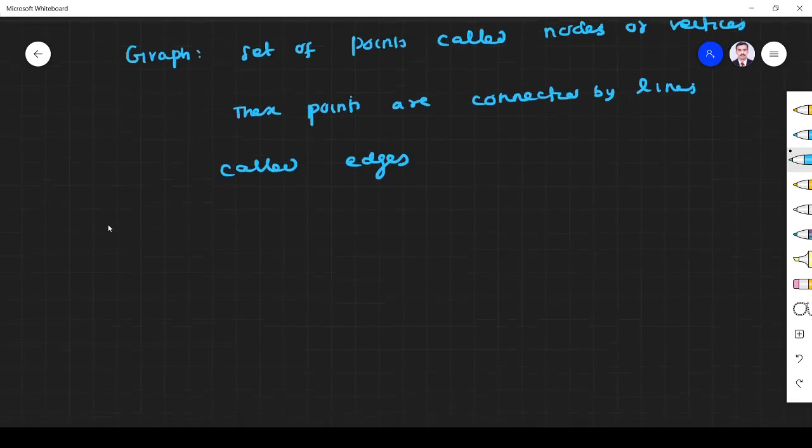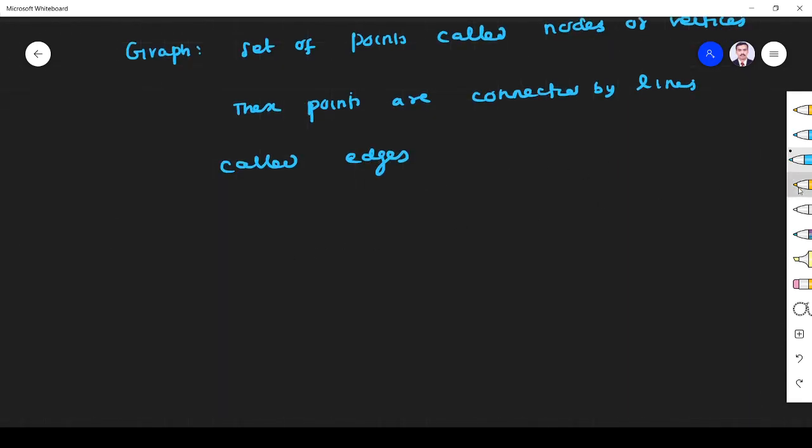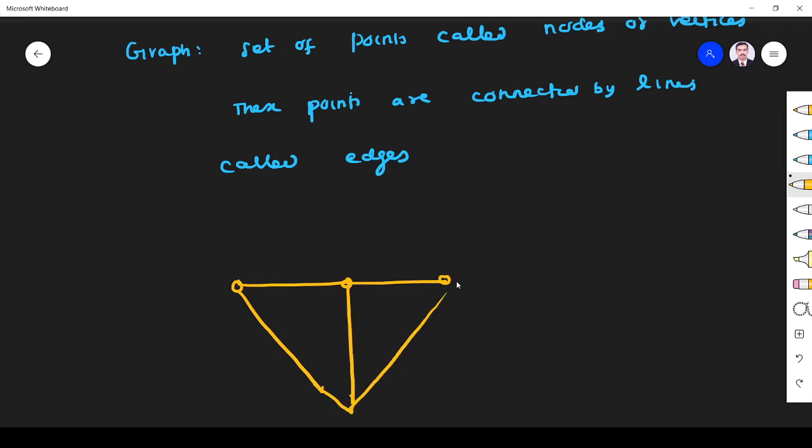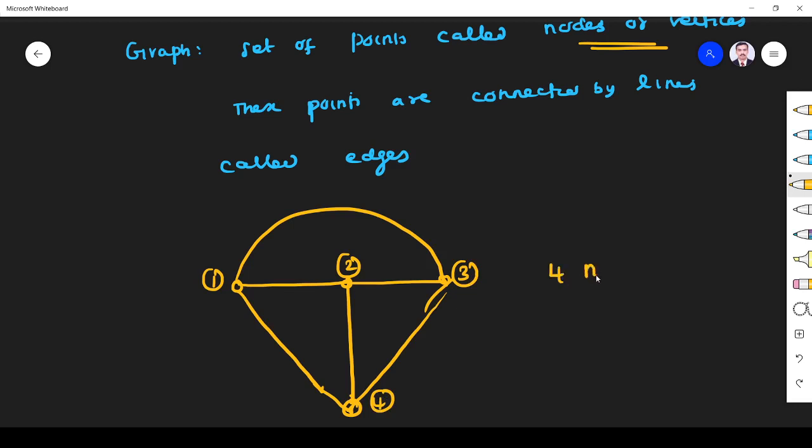Right, let me draw a graph. For example, let us take this graph as an example. This is our graph. Here we have a set of points called nodes or vertices. Here we have four nodes. This is node number 1, node number 2, node number 3, node number 4. So this graph contains four nodes or vertices.